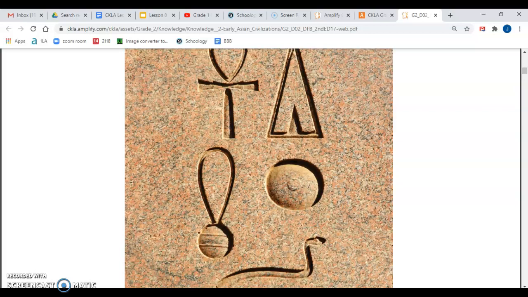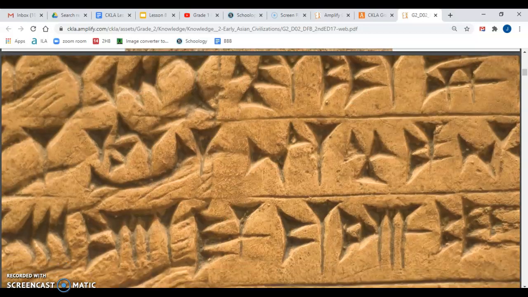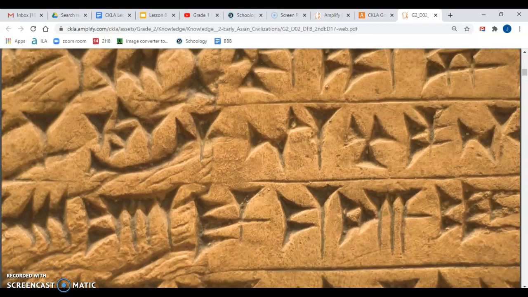Okay? The next one is another example of writing. We showed you this one yesterday also. This is writing from Mesopotamia, and it's called cuneiform. I hope I'm saying that right. Cuneiform. Okay? No, I can't read that. I don't know what that says.